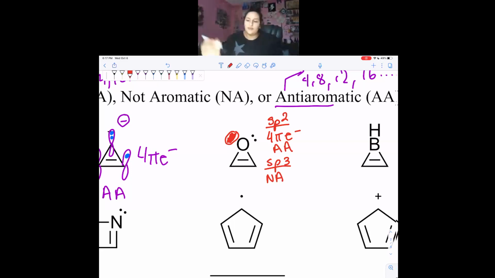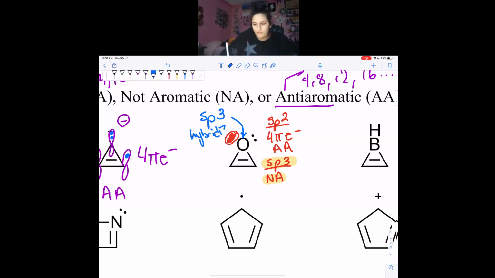Non-aromatic. Yes, I definitely agree. Sorry if that was a little bit aggressive, but this has to be pounded into people's heads. So this sucks. If we're given the choice, we want to do sp3, we want to do non-aromatic. So this oxygen is sp3 hybridized, and our answer is going to be non-aromatic. Any questions here?